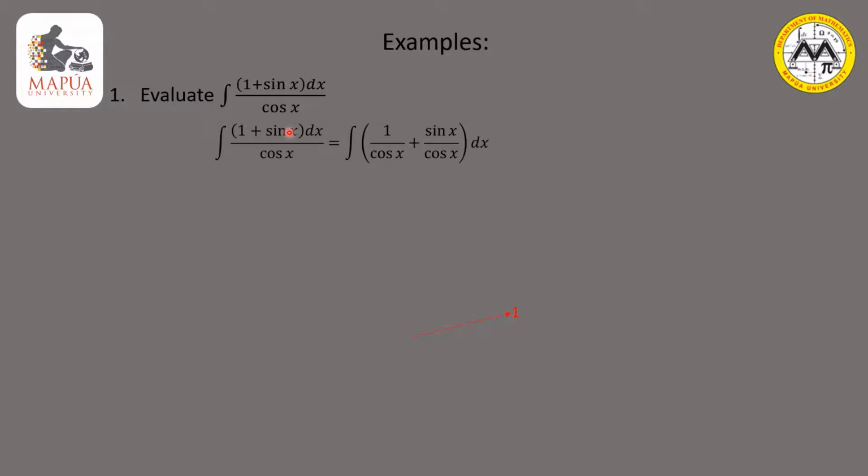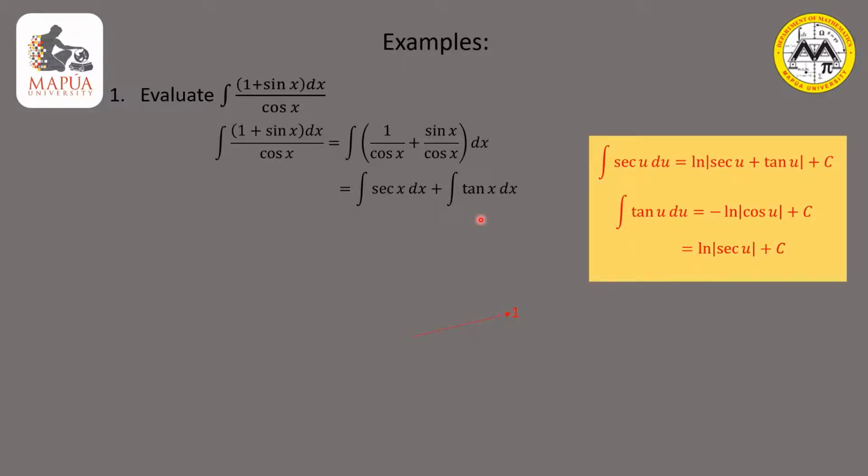The way to transform the expression is to divide each of these terms by cosine of x, resulting now to an integral of the form 1 divided by cosine of x plus sine x divided by cosine of x dx. Recall from trigonometry that 1 divided by cosine of x is just equal to secant of x, and the ratio of sine x to cosine of x is just tangent of x. Hence, we will be arriving at this given form. So we have here the integral of secant x dx plus the integral of tangent x dx.